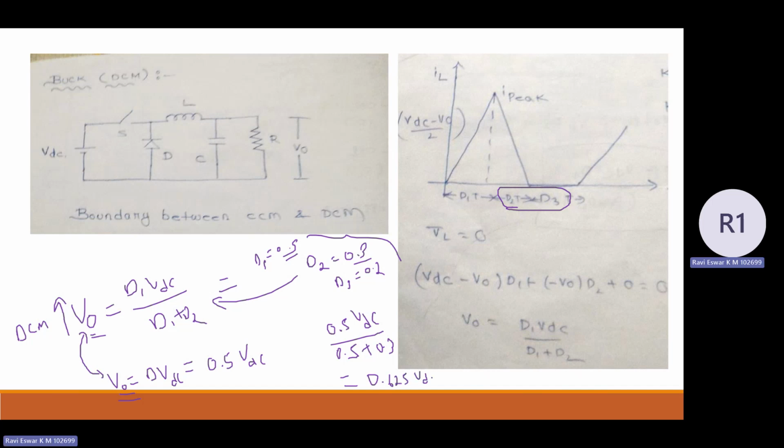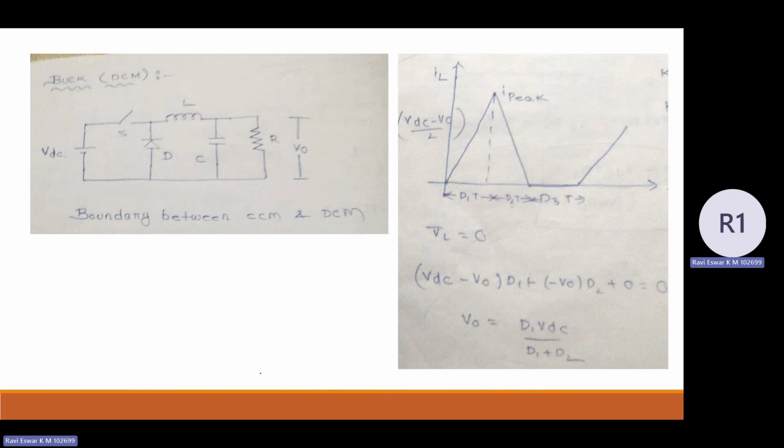into VDC. So if you compare the continuous conduction mode output voltage and the discontinuous conduction mode output voltage, you can see it clearly justifies that the discontinuous conduction mode output voltage is greater than the continuous conduction mode output voltage. So from this I can say that if you operate a buck converter in DCM, the output voltage is going to be greater when compared with continuous conduction mode.